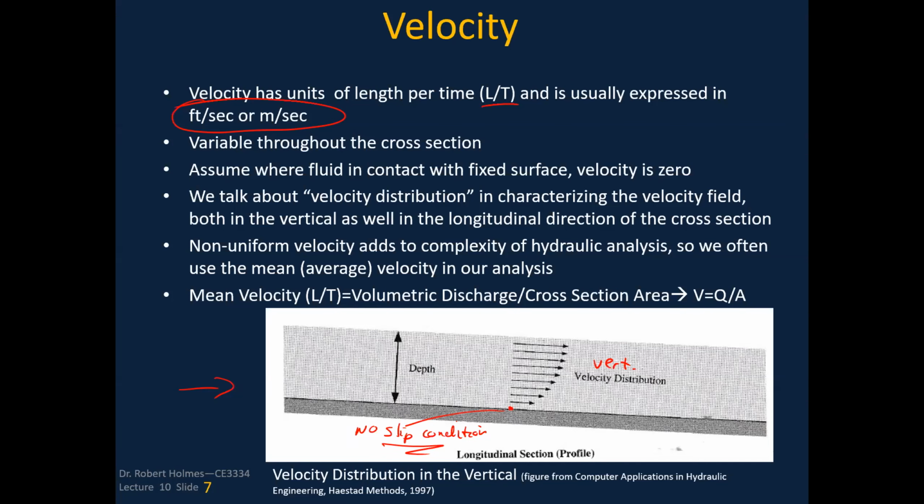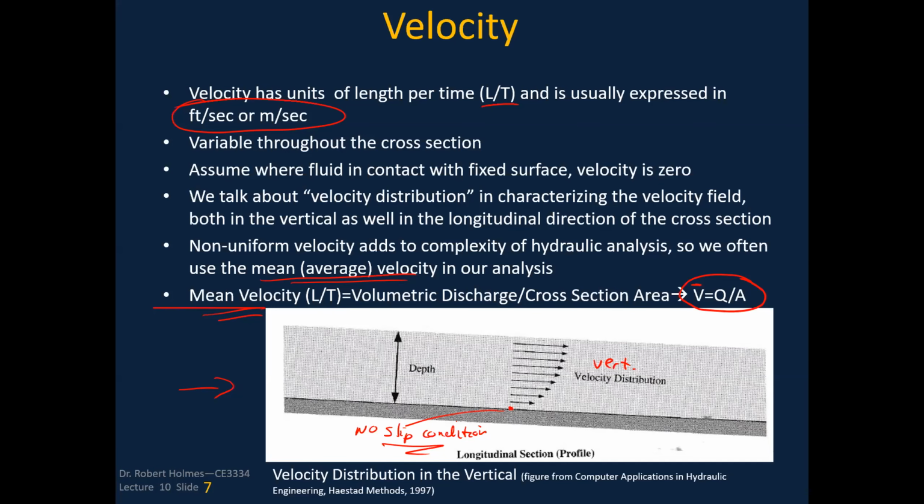And so in our computations in hydraulic analysis, we typically use the mean or average velocity. So we calculate the mean velocity, which is the discharge or the flow rate divided by the cross-sectional area. And typically you'll see me put an overbar on the velocity just to designate that that's a mean value. And because we use the mean velocity a lot, we have to put correction factors in for that.